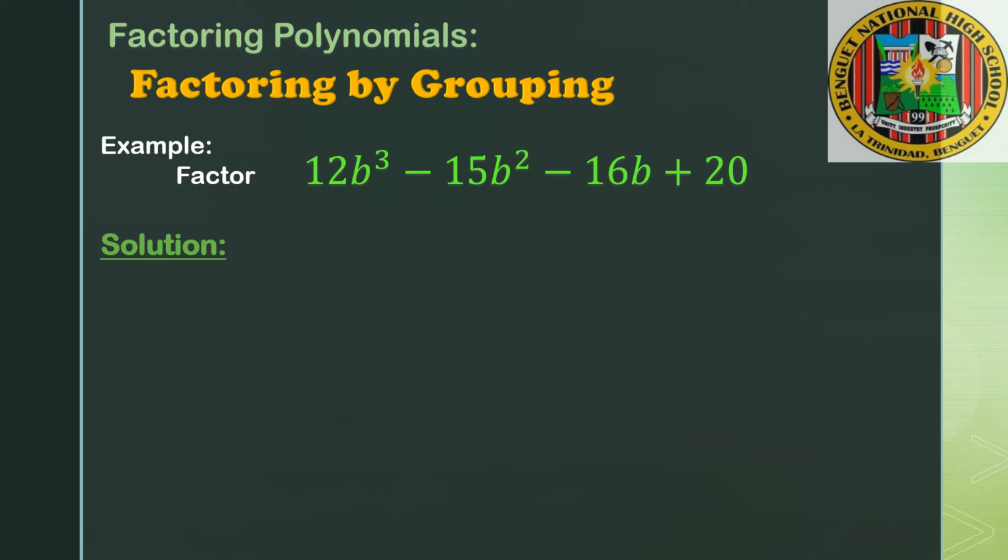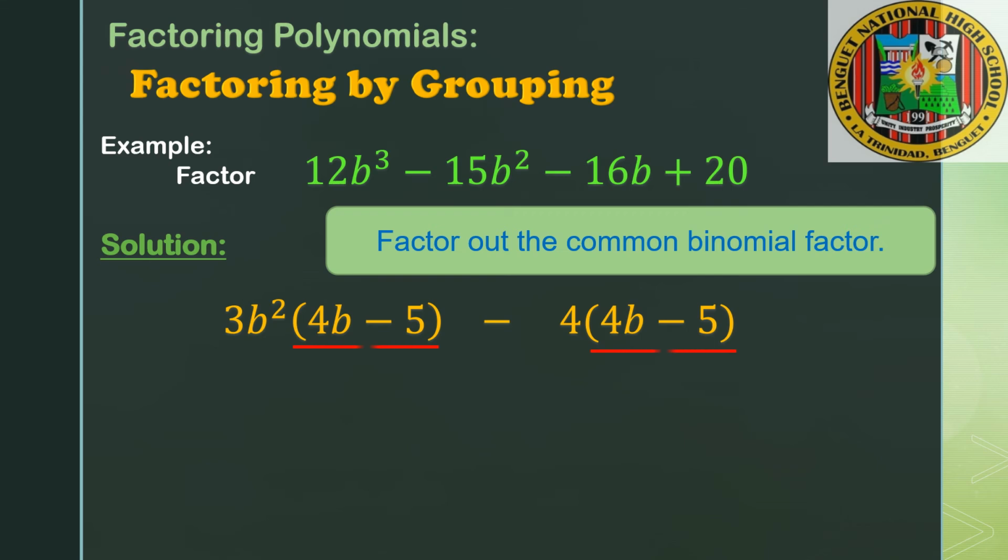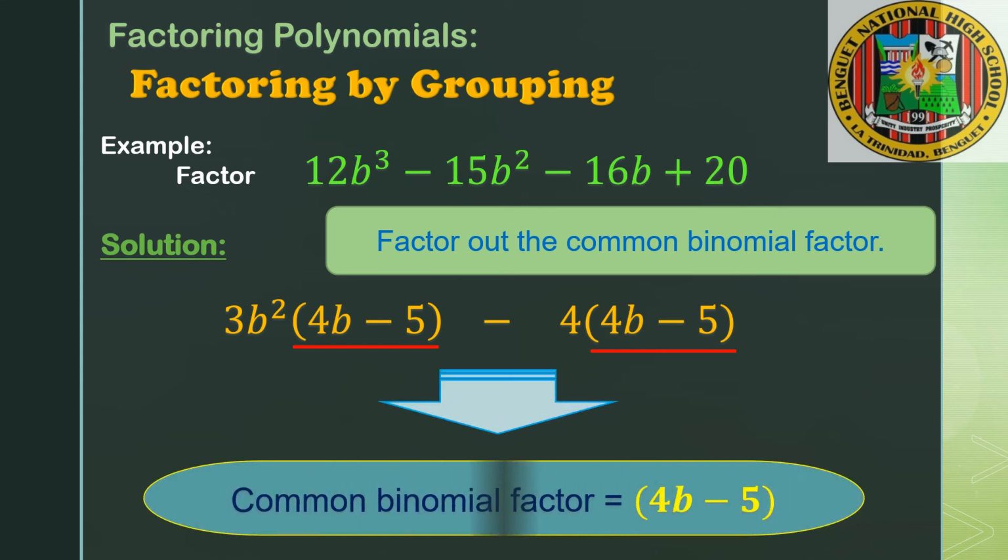Now we factor out the common binomial factor. This is the reason why we had to make the binomials in the parentheses equal. Because 4b minus 5 is now the binomial factor in both groups, we can now factor it out and have 4b minus 5 as the first binomial factor for our polynomial.